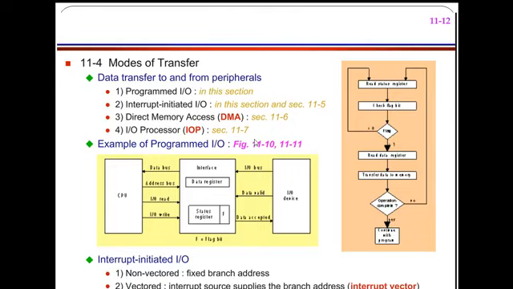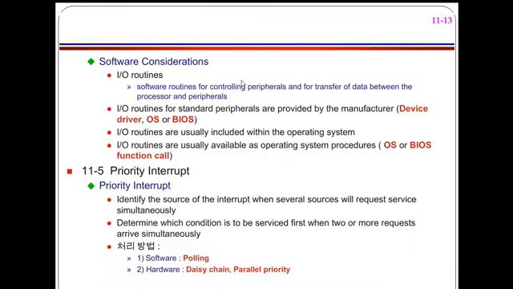If, whenever that interrupt occurs, the same type of service always needs to be provided, then that is known as a non-vectored interrupt source. So that is the main thing about vectored and non-vectored interrupt sources.